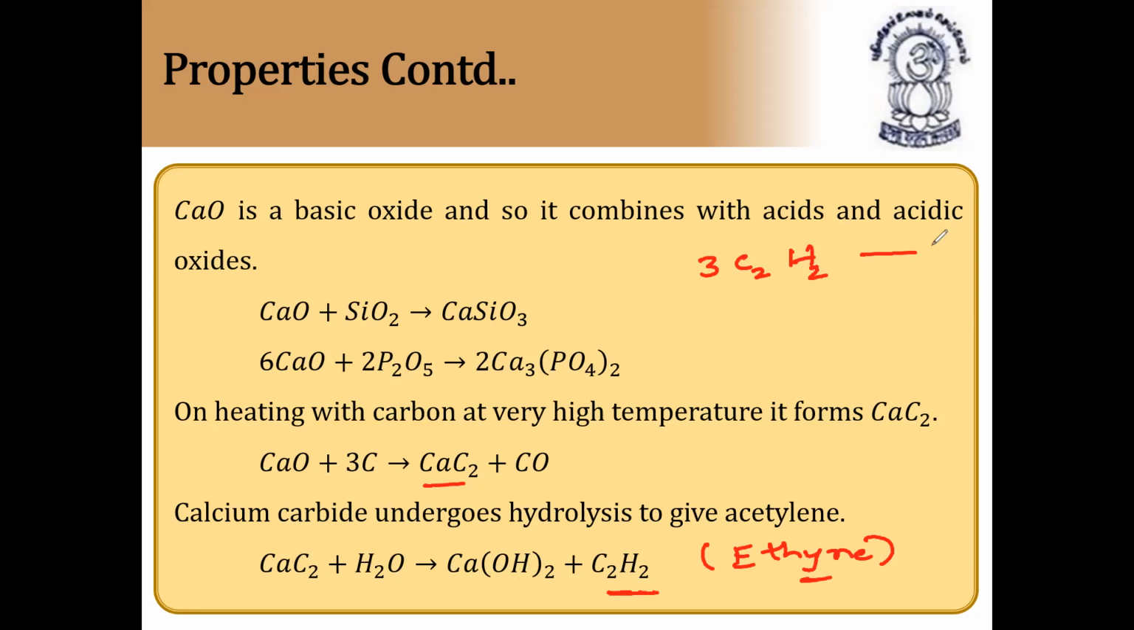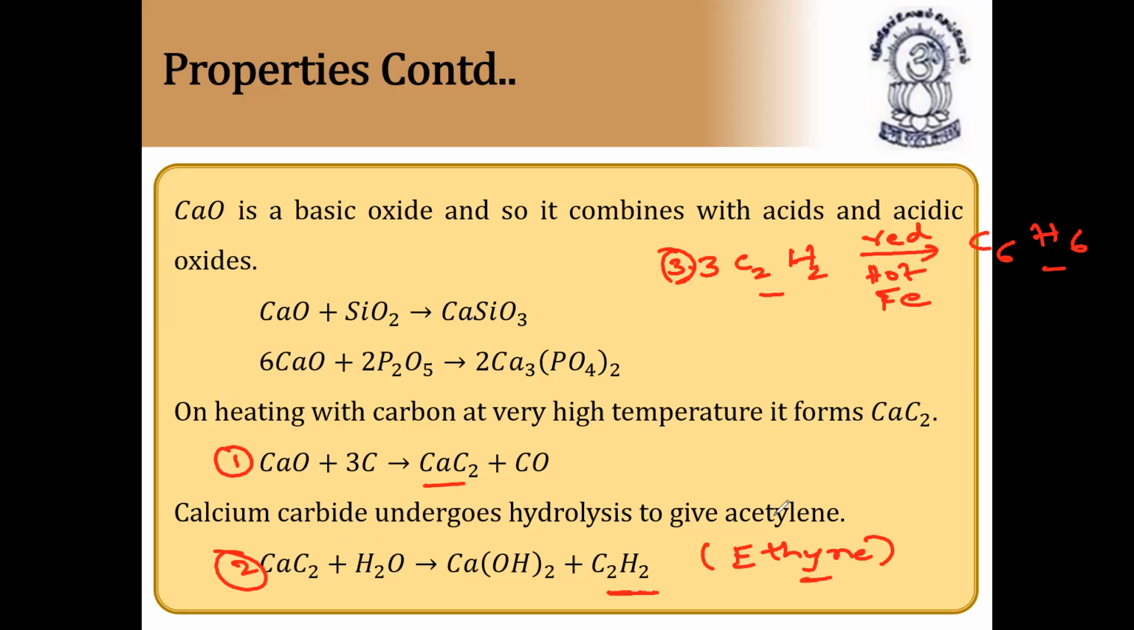3 moles of acetylene when passed through red hot iron forms benzene. So these 3 reactions are important because they'll ask in the examination. Compound A on reaction with carbon forms calcium carbide plus carbon monoxide. This calcium carbide on hydrolysis forms compound B. Compound B, when passed through a red hot iron tube, forms compound C.